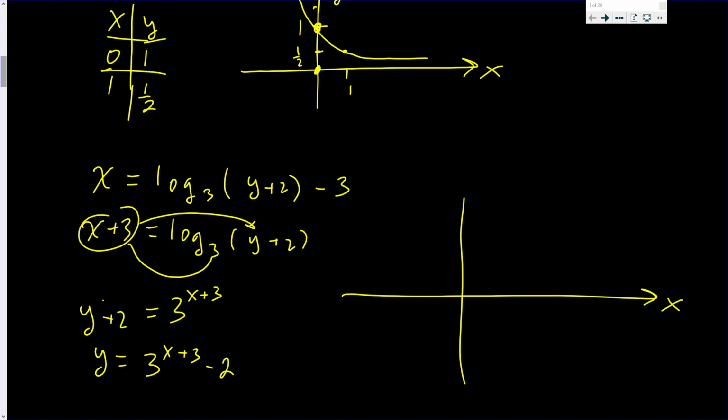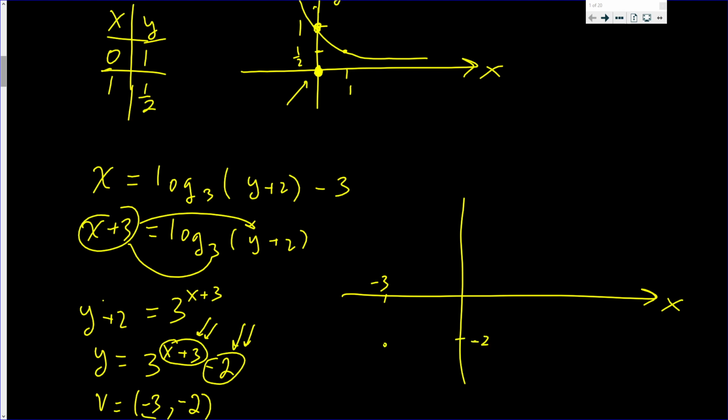Normally, that's the origin. Well, what's the new origin? What's the new vertex? Well, what makes that 0? That's the x value. Let me rephrase that. What makes that 0 is when x is negative 3. So for x, I put negative 3. And what that says, that's the y value. So the vertex is at negative 3, negative 2.